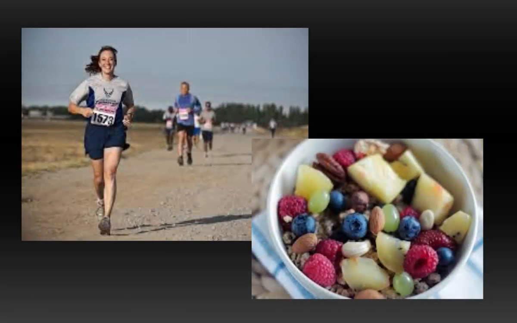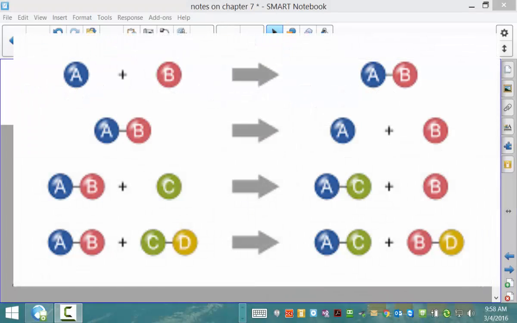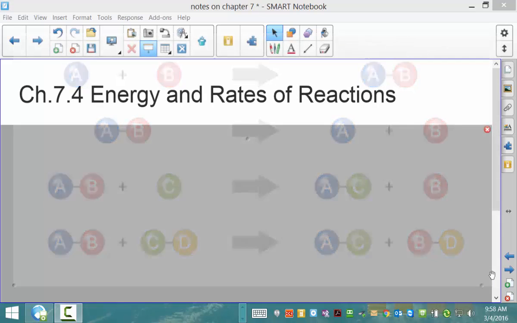What's the difference between eating a meal and running a mile? You could say that a meal gives you energy, while running uses up that energy. A chemical reaction is going to be described in the same way. Some reactions release energy and other reactions absorb energy.